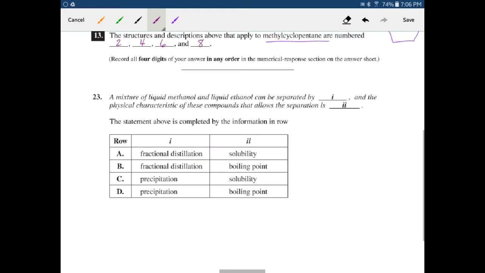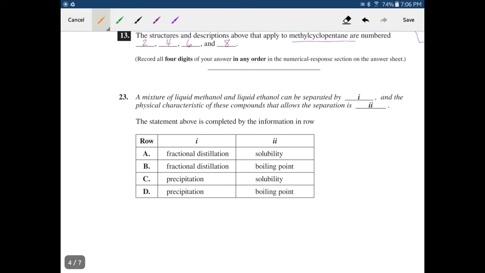This one says, a mixture of liquid methanol and liquid ethanol can be separated by blank. And the physical characteristic of these compounds that allows the separation is blank. So when we take a look at this question, we can get an idea of what this is talking about when we talk about either precipitation or fractional distillation. So let's start with that. It says we can separate these two things by a certain process. Now, precipitation is pulling it out using some sort of reaction. Usually it's a double or single replacement reaction.